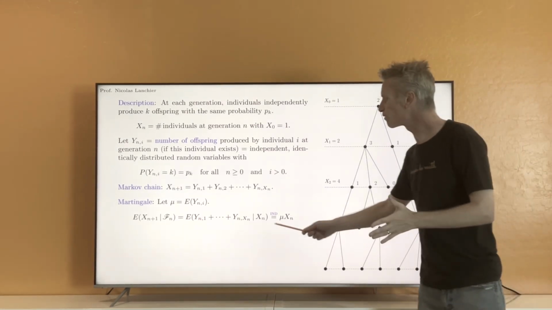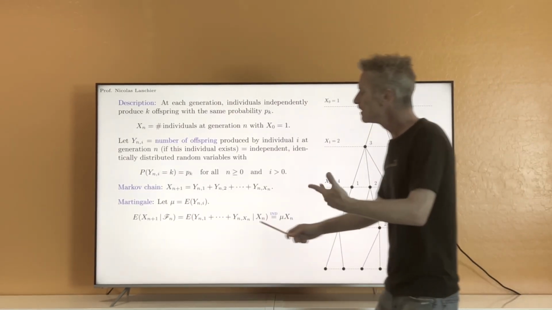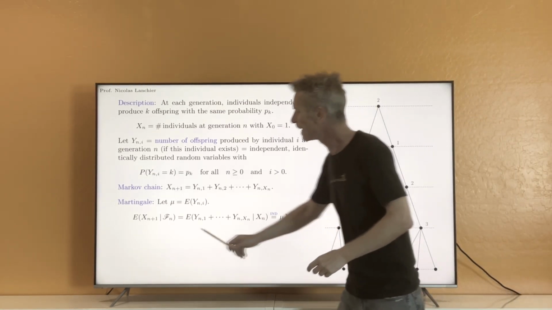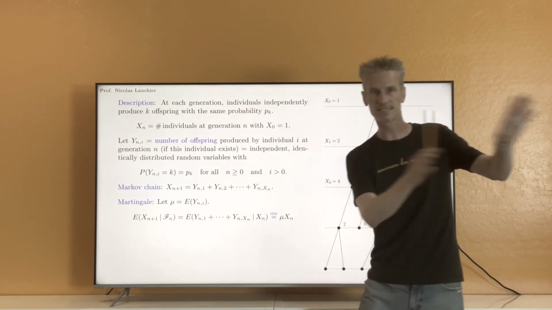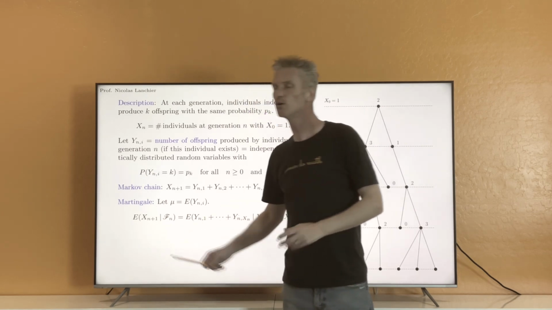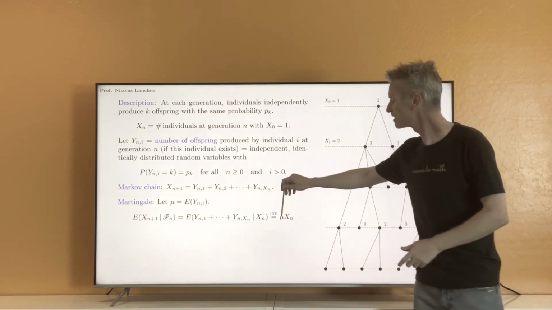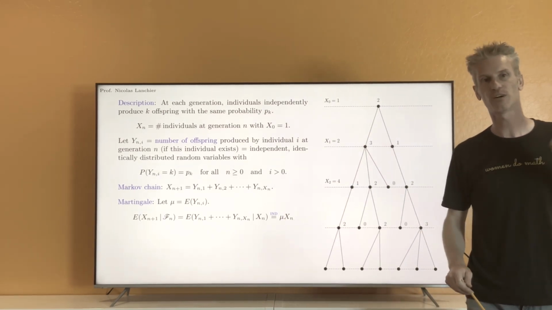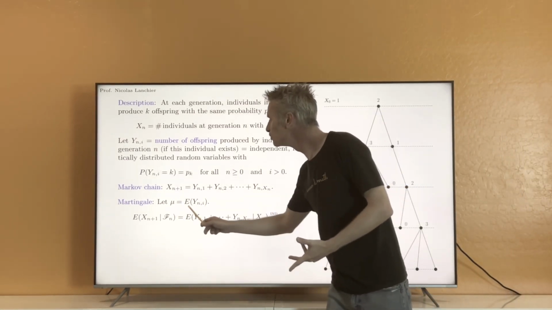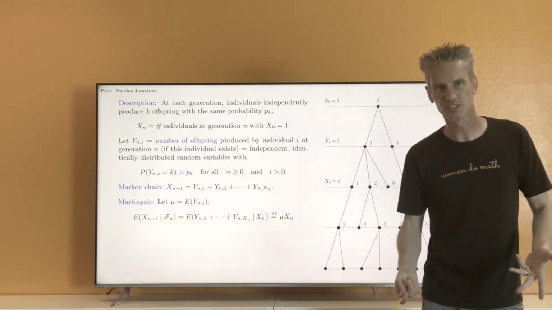Now, if mu is different from 1, we don't have a martingale. But clearly, if you look carefully at this calculation, that tells you, and it's not surprising, that given the past, including the present, the expected number of individuals at generation n plus 1 is going to be equal to mu times the number of individuals you have at generation n. That's not surprising because mu is equal to this expected value, the expected number of offspring per individual.